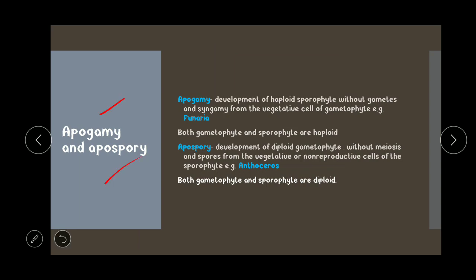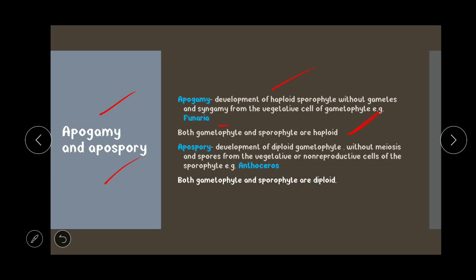Now come to apogamy and apospory. Okay, so apogamy, apo means without, I have already told. So apogamy means without gamete formation and syngamy. So it is the development of haploid sporophyte without gametes and syngamy. Okay, so how is it occurring? It is occurring without the gamete formation and syngamy. An example is Funaria. Funaria is a moss. Then both gametophyte and sporophyte are haploid. This is the important character. Both gametophyte and sporophyte are haploid in apogamy.